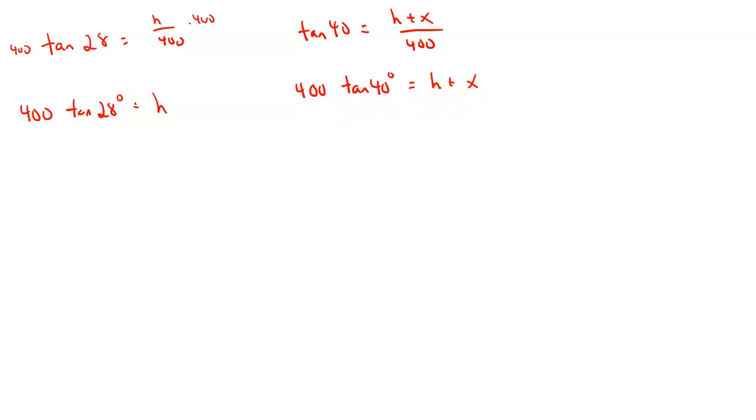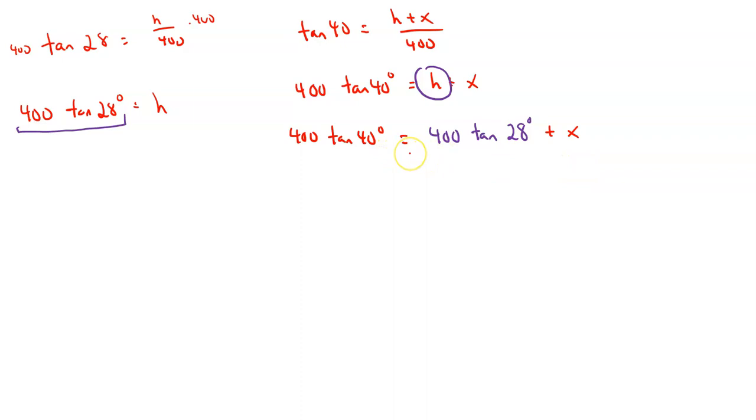One is just a simple substitution, and I think that might be the most straightforward thing to do, which is to say, if this thing is equal to h, then why don't I come over to this side here and replace that h with 400 times the tan of 28 degrees. Right? And then what am I left with? I'm still left on the left-hand side with 400 times the tan of 40 degrees. And on this side, I'm still left with a plus x.